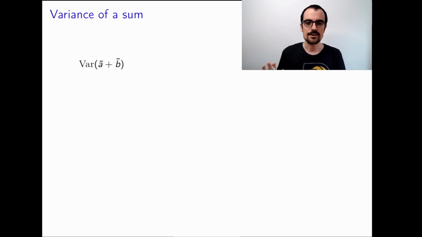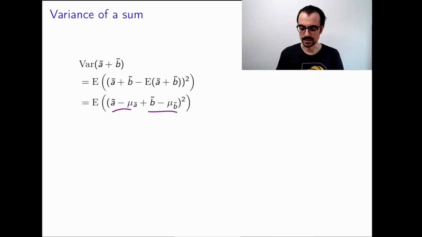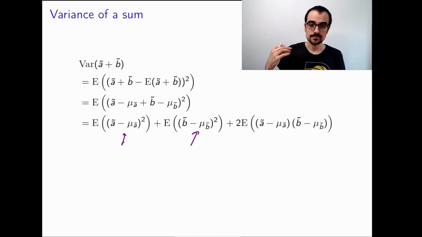So what is the variance of A plus B, sorry, of the sum of A plus B? By definition, it's the expected value of the square of A plus B minus the mean. Now we're going to expand out this mean by linearity of expectation, and we get A minus its mean plus B minus its mean. Now we're going to expand the square, and applying linearity of expectation, we get the expected value of the squared centered version of A, the mean square of the centered version of B, plus 2 times the expected value of this product.